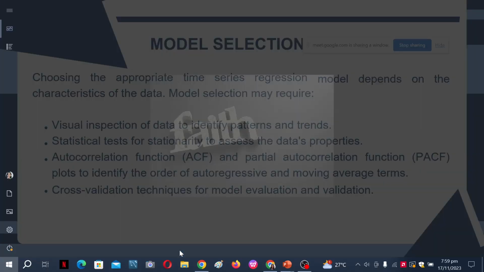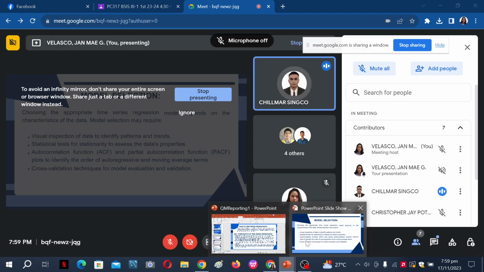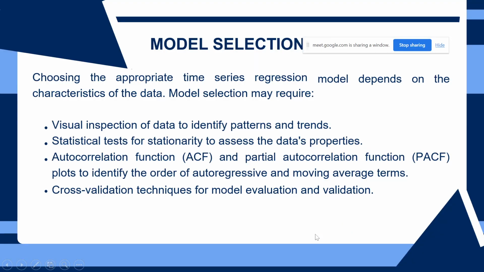Next is the statistical test for stationarity to assess the data's properties. Stationarity is a fundamental property of time series data, which implies that the statistical properties of the series, such as the mean, variance, and autocorrelations, do not change over time.